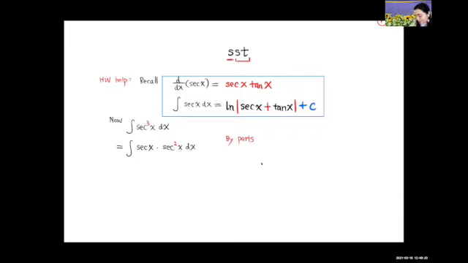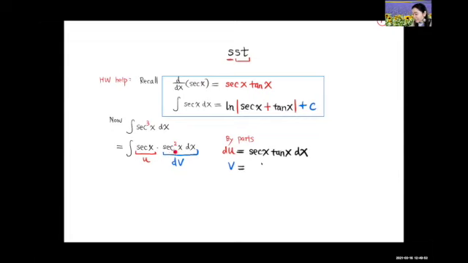And then you're going to let u be secant x, and then dv to be secant square x dx, okay? Now, when you use integration by parts, du is going to be what? du is going to be secant x tangent x dx, right? Good. What about v?